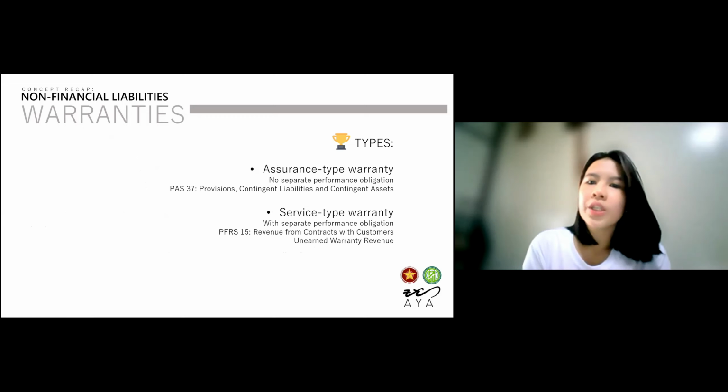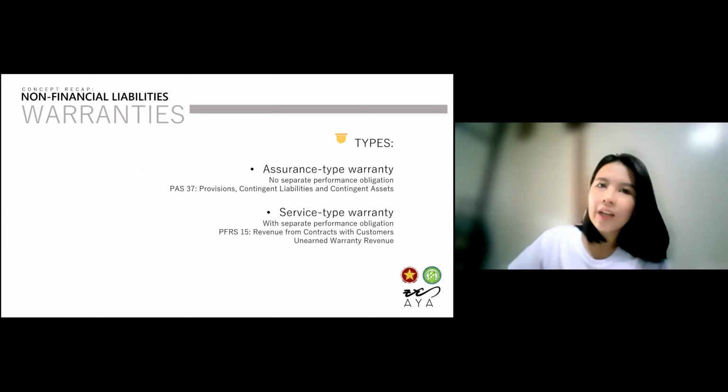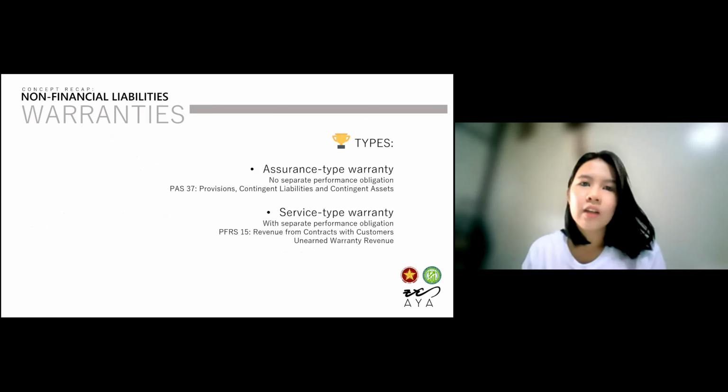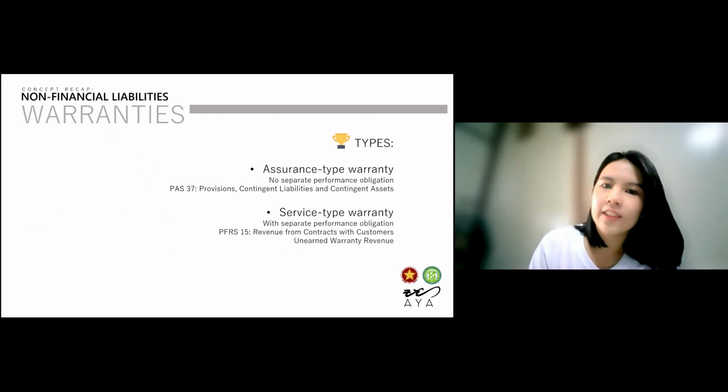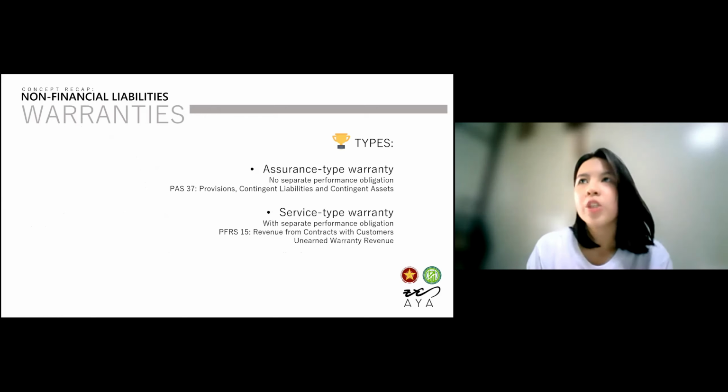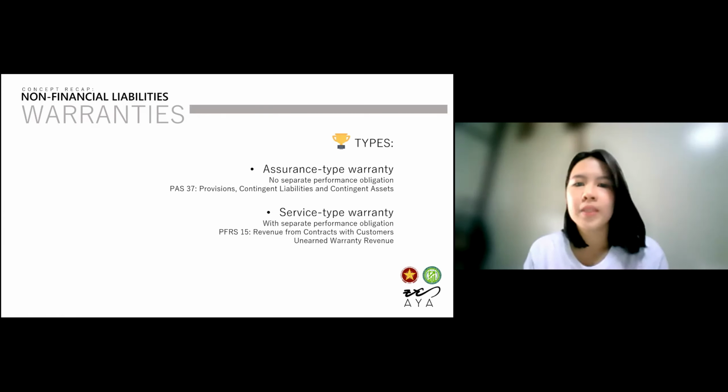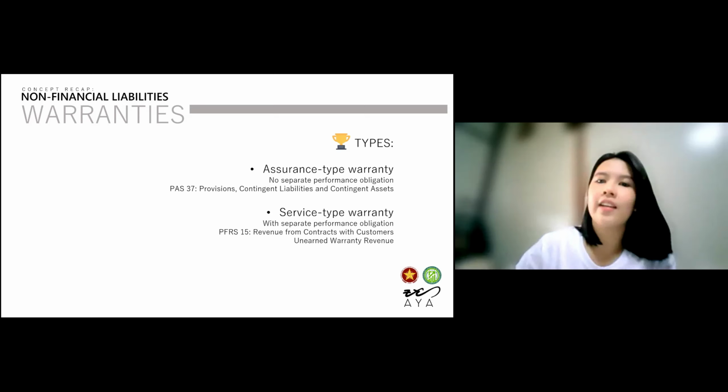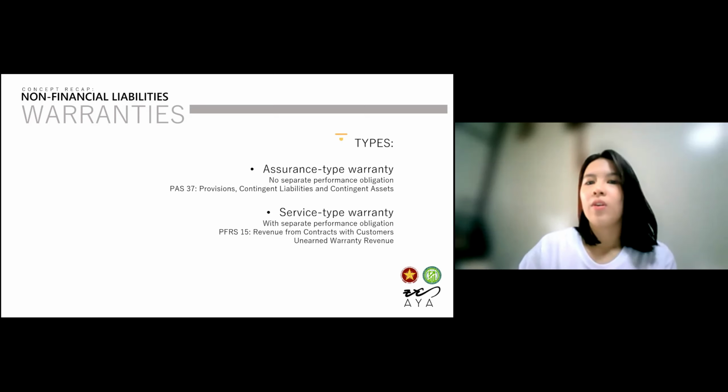When we say assurance type warranty, we are just giving an assurance for the quality, for defects. Yun lang siya. And usually, there is no separate performance obligation for assurance type warranties. Part na siya ng sale na ginawa mo, diba?